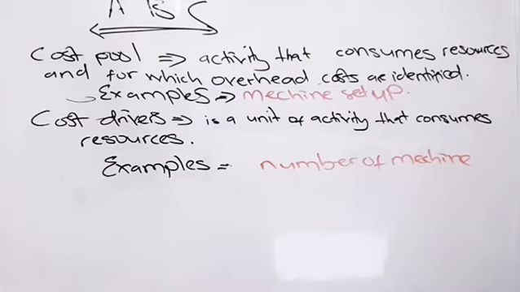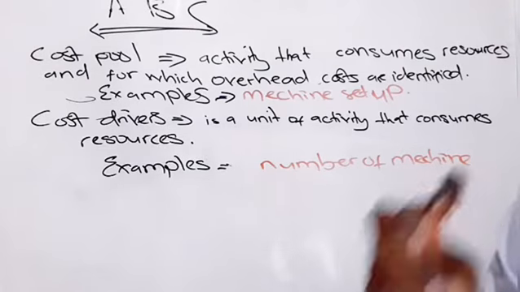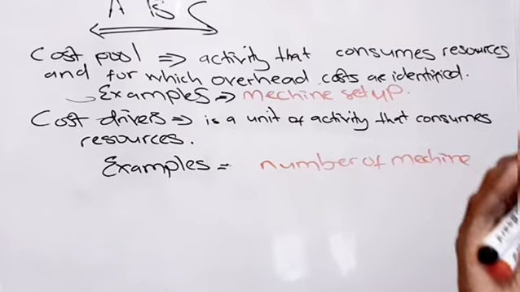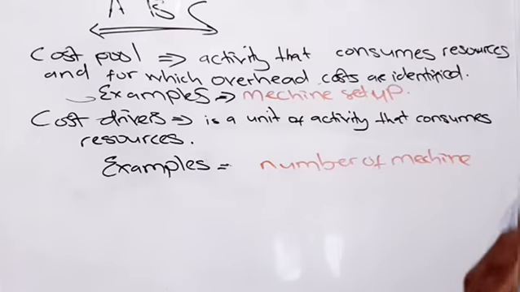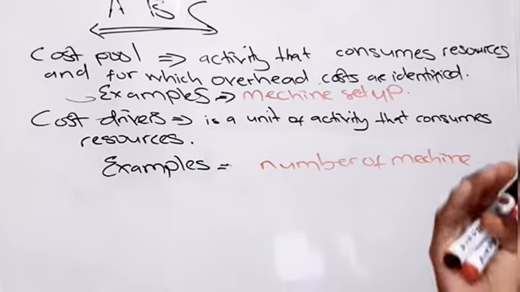There are some examples of cost drivers in our textbook. The cost of setting up machinery for a production run might be driven by the number of setups. The overhead you have here is machine setup, and what is driving those costs upward, the cost driver, is the number of machine setups.